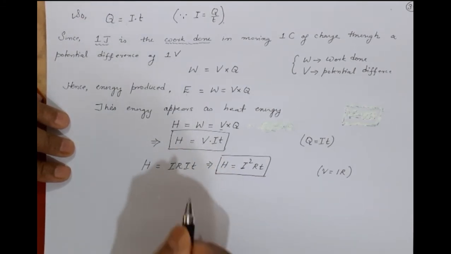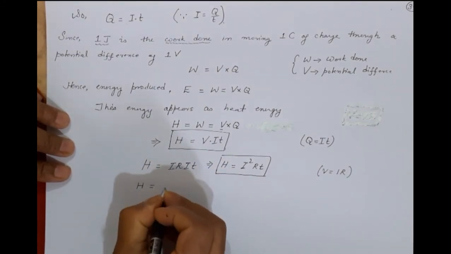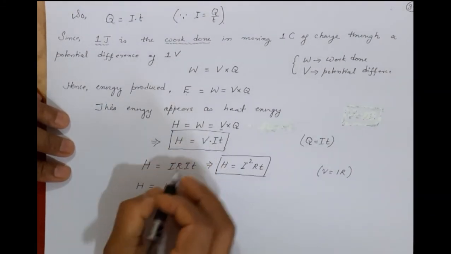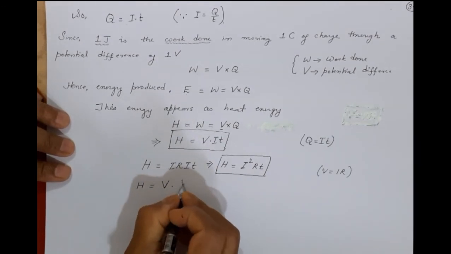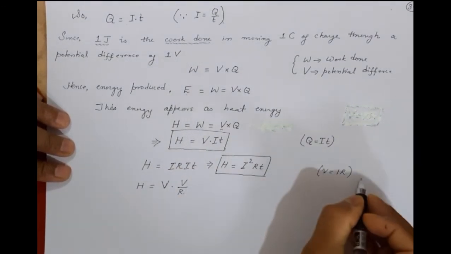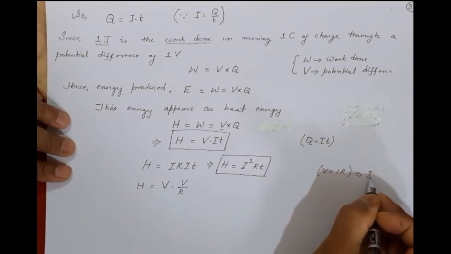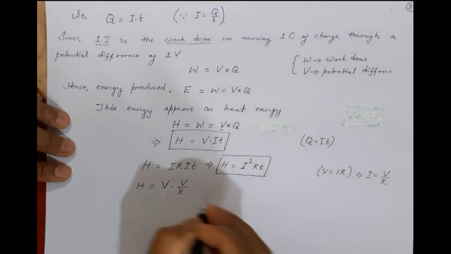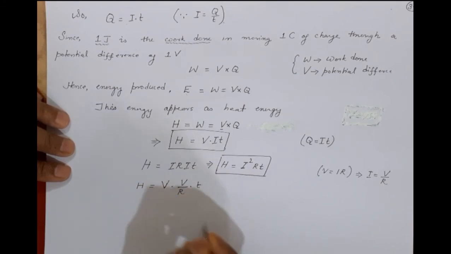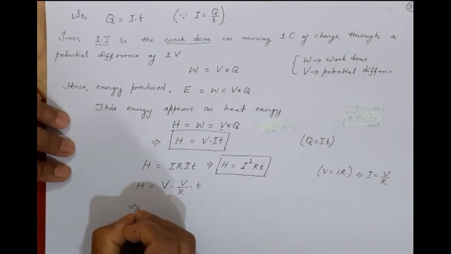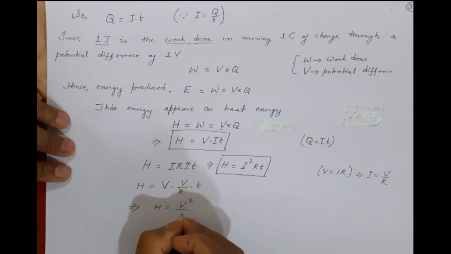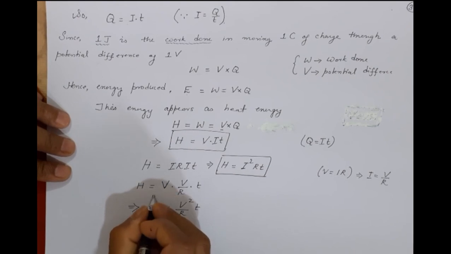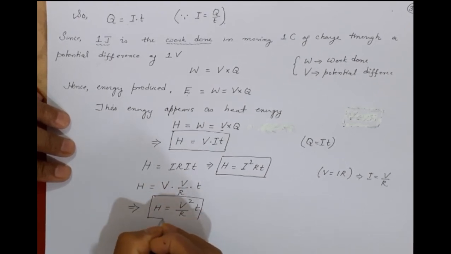Another way is to keep V as it is and replace I as V by R, again Ohm's law. So I can be replaced as V by R into T. This gives me H equal to V square divided by R into T. So this is also another way.